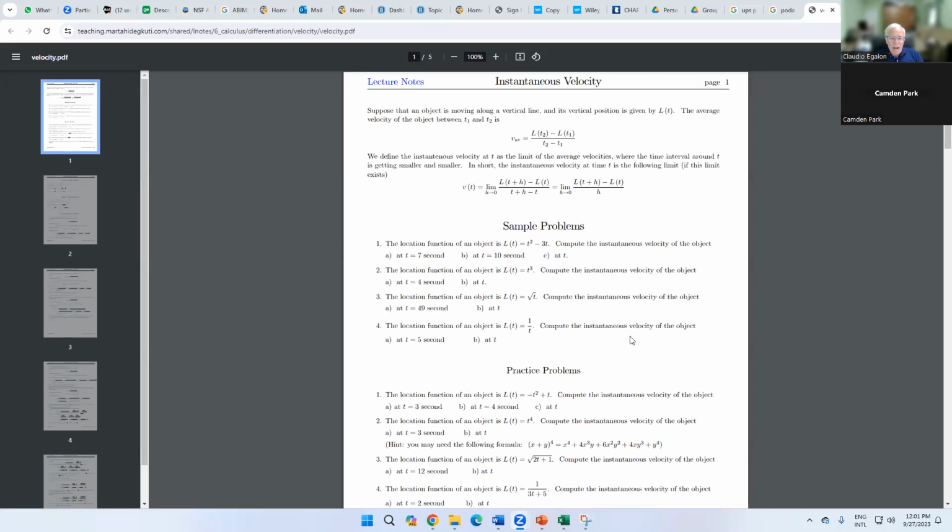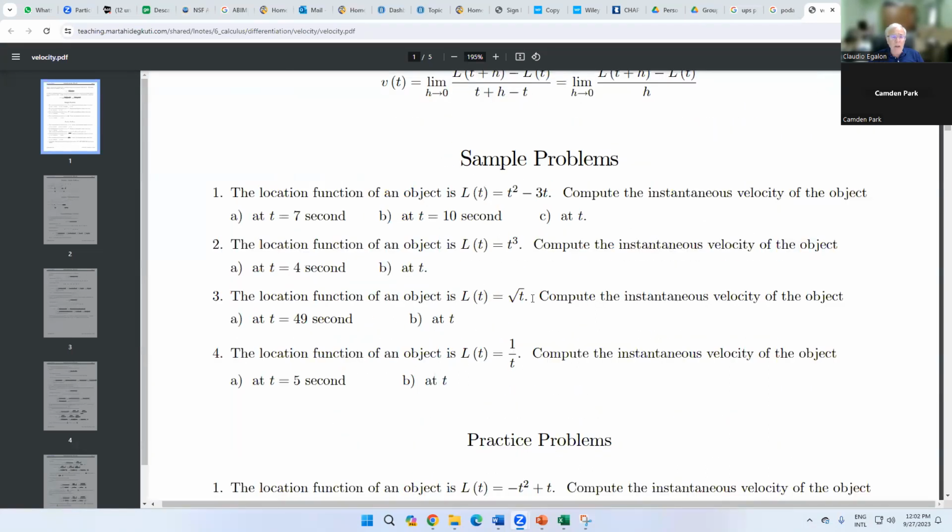Yes. The very first one, so t squared minus 3t. See, he didn't put the units there, okay? The location. So this is a math problem, not a physics problem. Oh okay, so this is calculus, right? Compute the instantaneous velocity of the object, the location. That should be x. Something like that is not going to show up in the exam because it requires calculus.